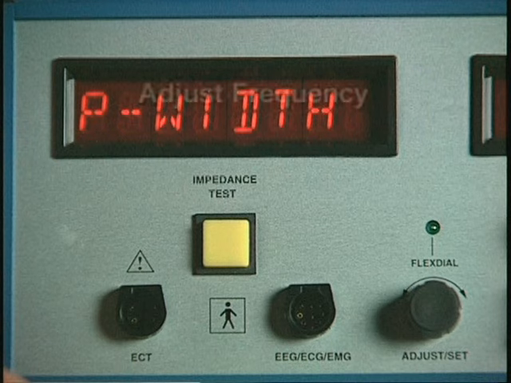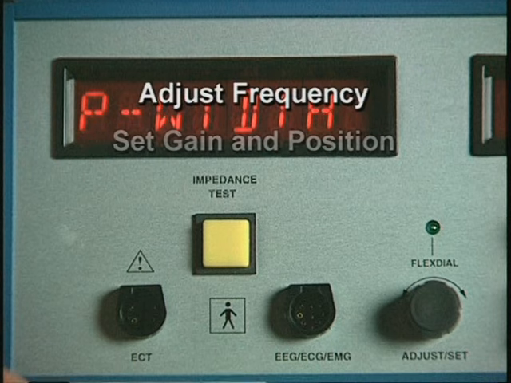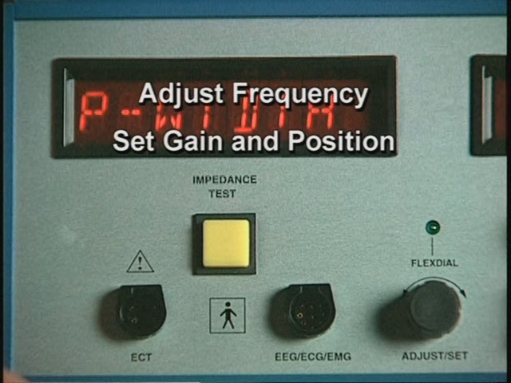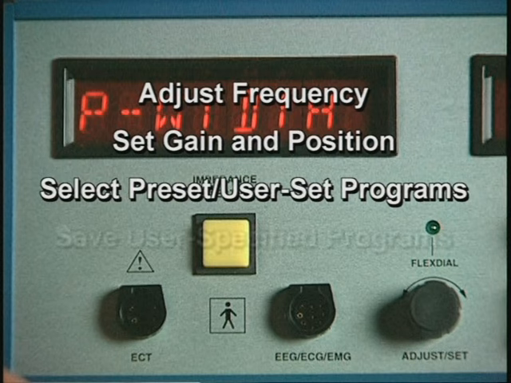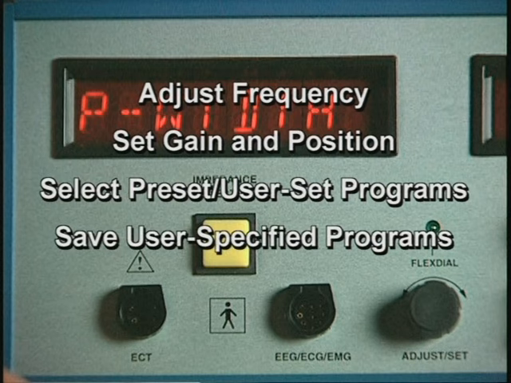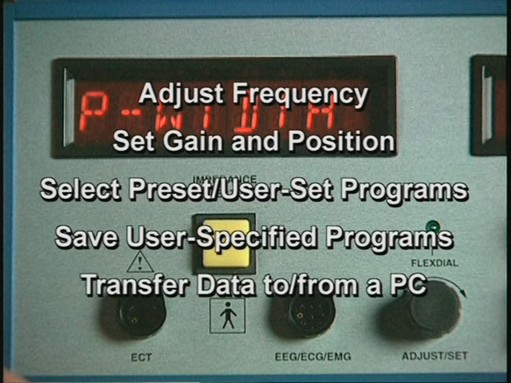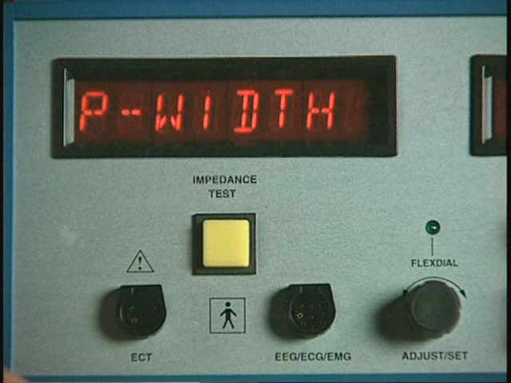For example, you could adjust stimulus frequency, set gain and position for the 4 recording channels, select from a variety of preset or user-specified stimulus programs, save up to 8 user-specified stimulus programs in memory, or transfer data to and from a PC computer. The precise method for selecting each of these and several other flex-style variables and functions is given in the sections of the user's manual describing the individual features.